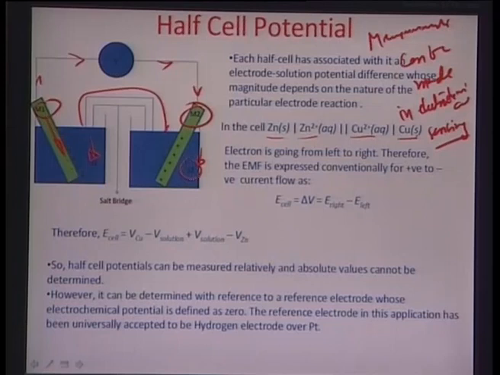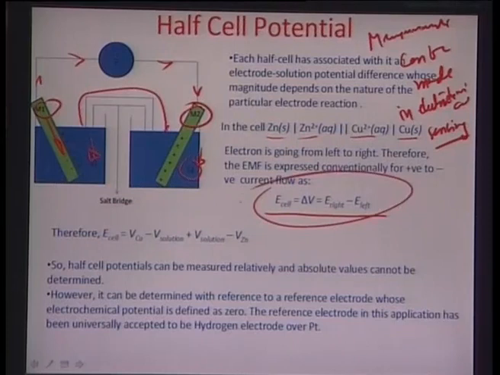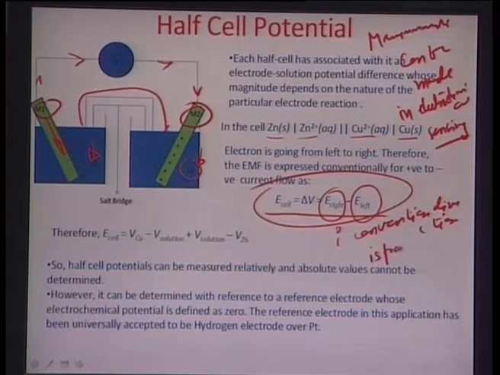So, if you consider the total EMF that this particular cell would have, it is essentially the EMF of the right cell minus the EMF of the left cell. This is because, as you know, current's conventional direction is from the cathode to the anode. In other words, the current really is going in this particular direction.